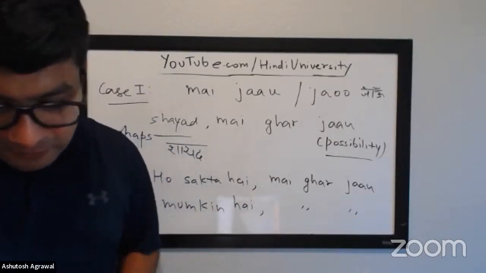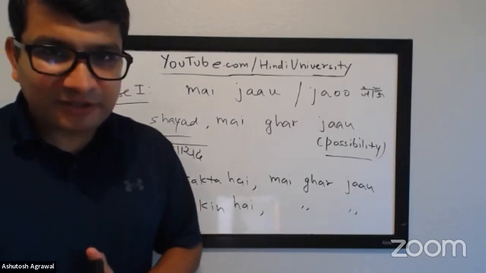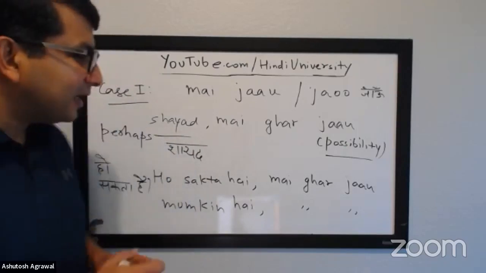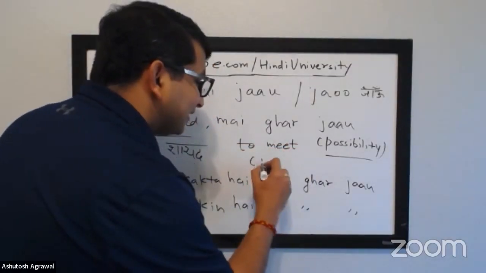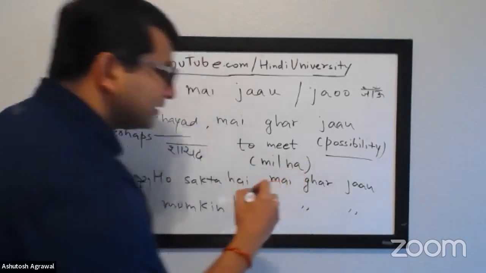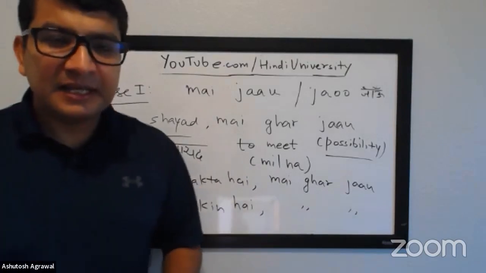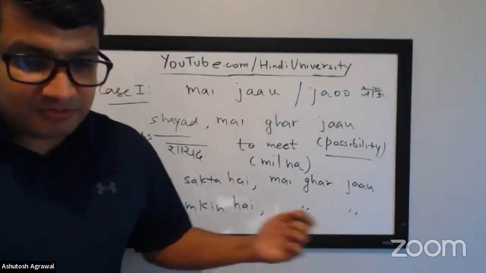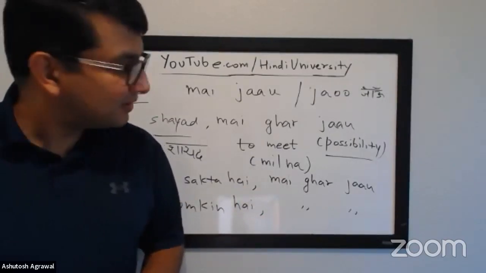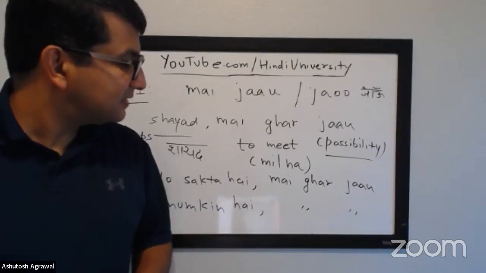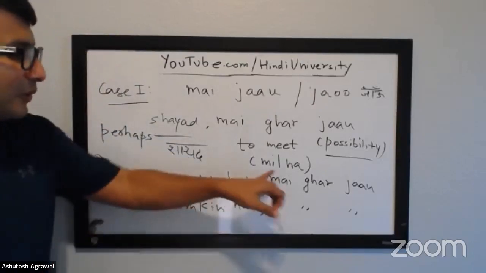Sunita ji, one more, and then we'll move to case two. Any word you can think of. Let's say I'm coming to your hometown to meet Ashutosh. To meet is milna, will meet is milungi, or milunga. Now let's say you want to use this word. शायद मैं आशुतोष से मिलूं. Say मिलना, right, so शायद मैं आशुतोष से मिलूं. मिलूं. There you go.